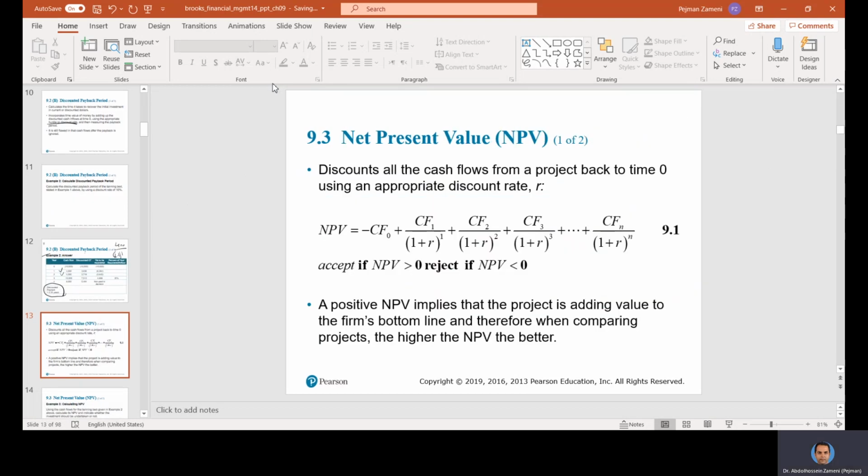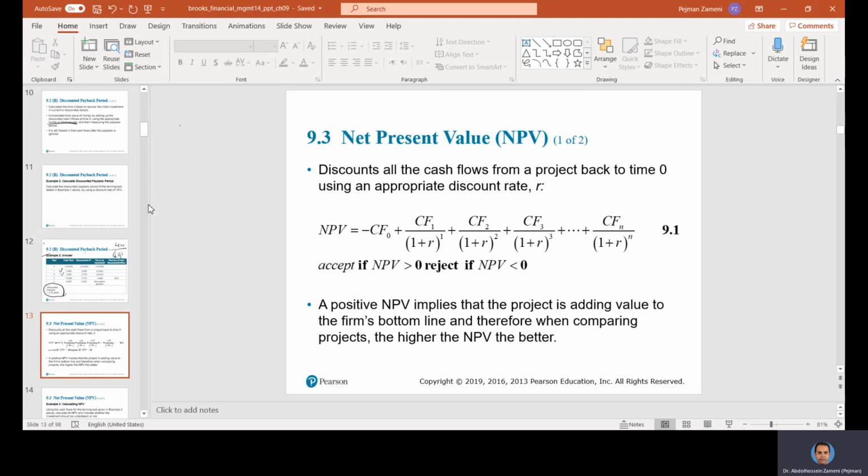Okay, the third method that we're going to see is called NPV, or net present value. This counts all the cash flows from a project back to time 0 using an appropriate discount rate R.